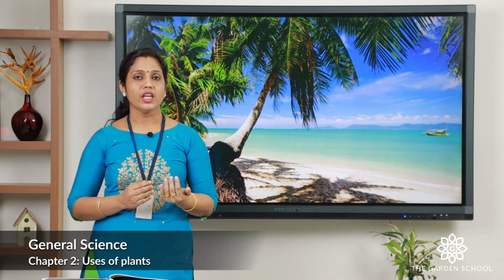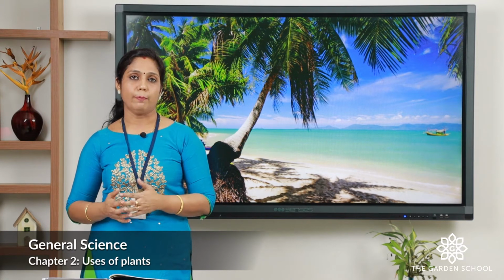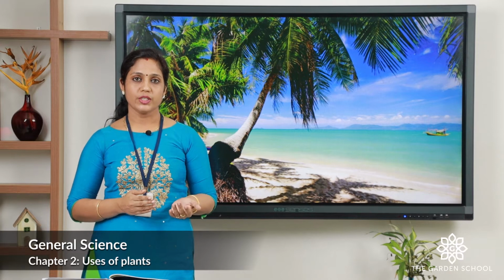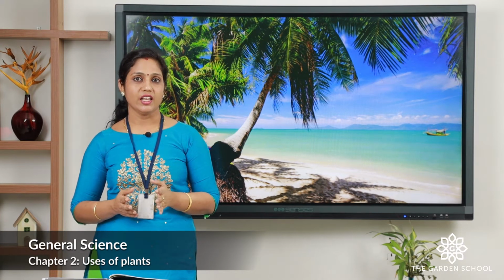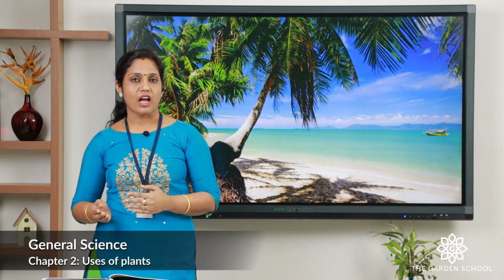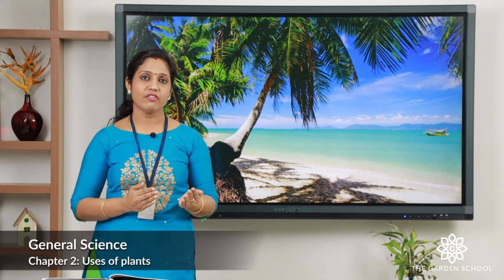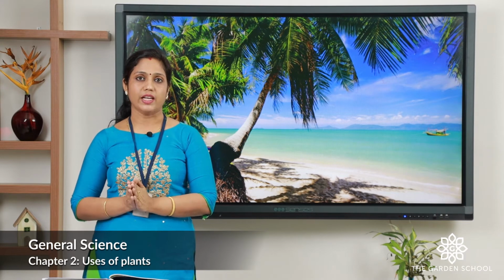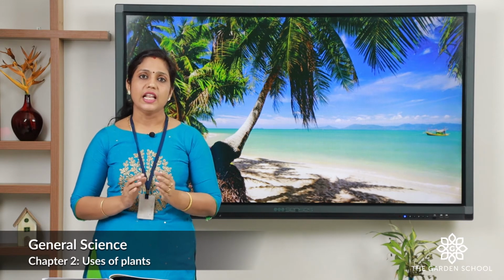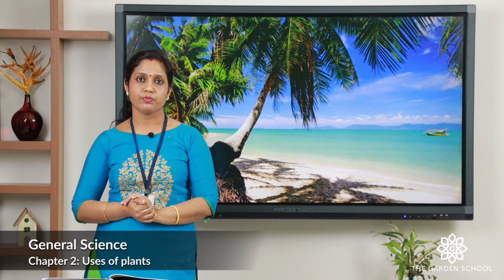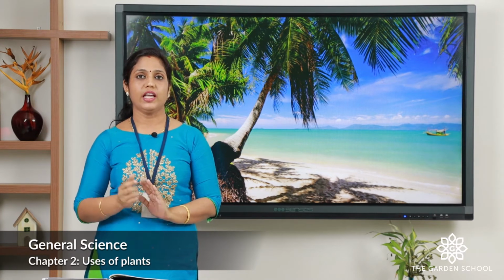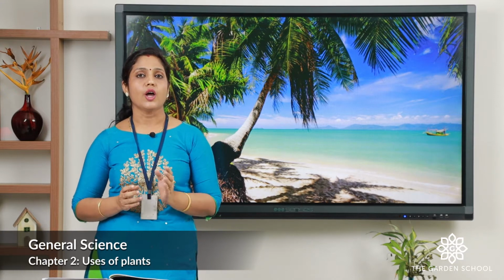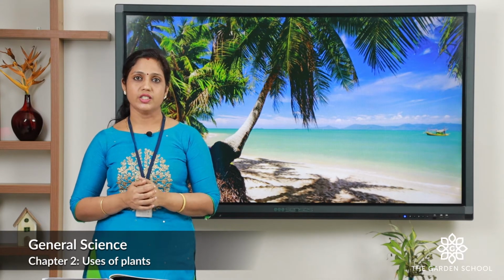Now, we eat different parts of the plant. We learned the different parts of the plant: root, stem, leaves, fruit, flower, seed. These are the different parts of the plant, and we eat the different parts of the plant. For example, let's take carrot. You know, carrot is the root of that plant. Carrot, beetroot, tapioca are all roots that we eat.